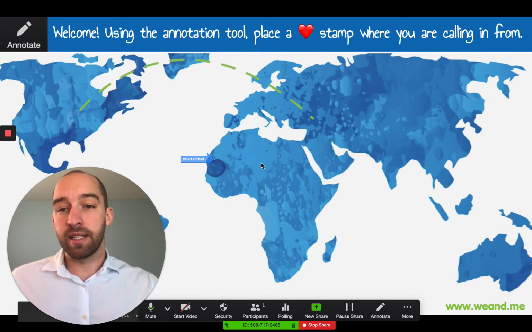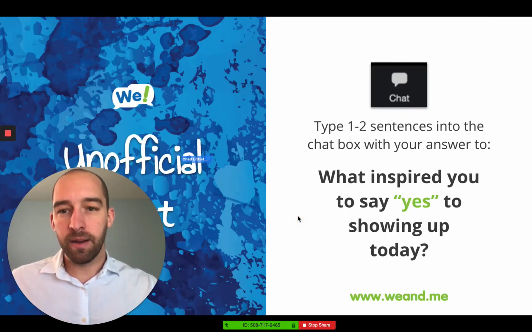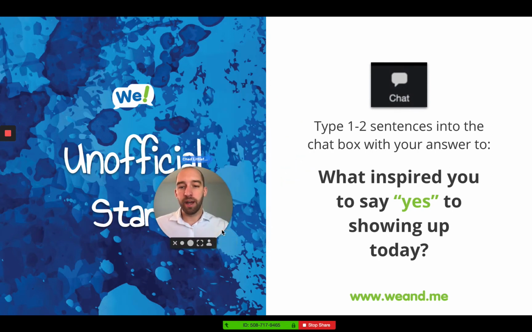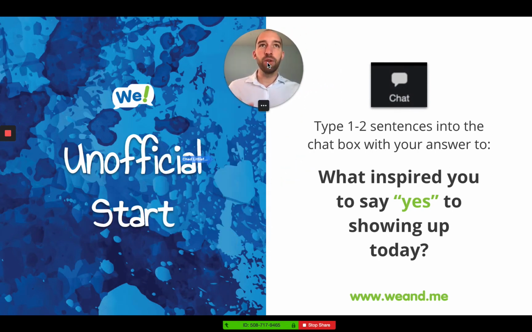Clicking over to the next slide, here's another great example of an unofficial start using the chat. Again, something that starts a few minutes before and goes into a few minutes past the official start. In this case, just typing in what inspired you to say yes to hopping on. The ideal here is that the question allows people to connect to each other and to connect to purpose rather than just being busy work to keep them engaged. It actually has some intention or purpose to jumpstart the call.